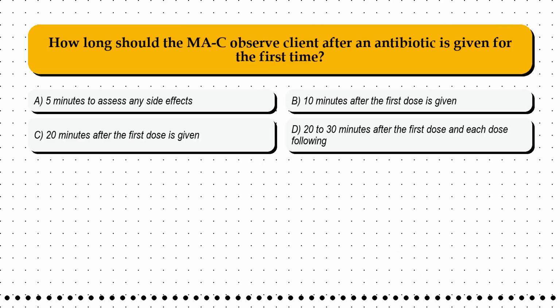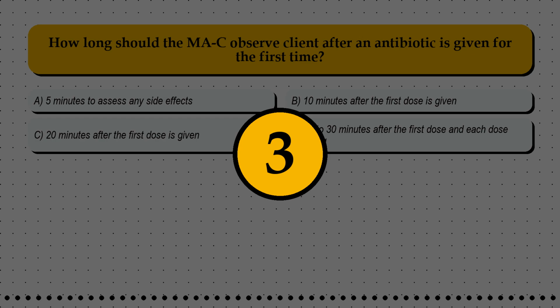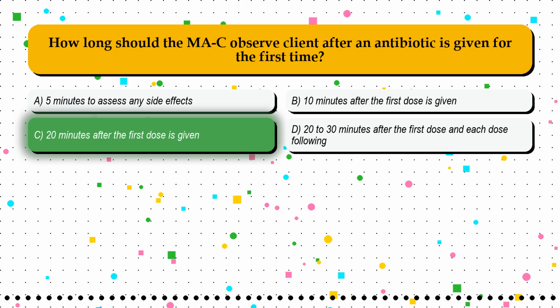Question 142. How long should the MA observe a client after an antibiotic is given for the first time? Option A, 5 minutes to assess any side effects. Option B, 10 minutes after the first dose is given. Option C, 20 minutes after the first dose is given. Option D, 20 to 30 minutes after the first dose and each dose following. The correct answer is option C, 20 minutes after the first dose is given.